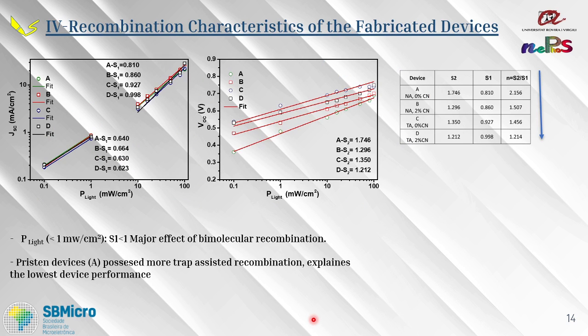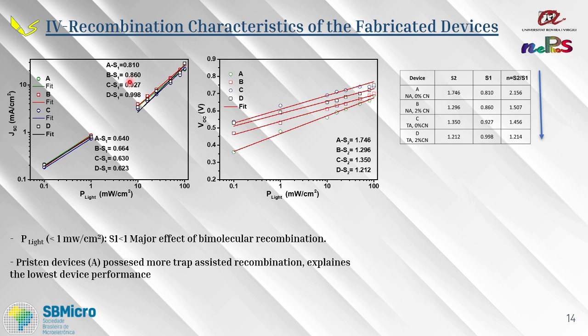Then, by describing the effect of the recombination with different light intensities, we saw two different behaviors for the devices: at low light intensity, less than 1, and at high light intensity, more than 10 milliwatt per centimeter square, which reveals, in the case of the current, bimolecular recombination. Here we can say that the thermally annealed device and the 2% chloromethylene treated device show values closer to 1, which explains a lower effect of bimolecular recombination, so it enhances the current.